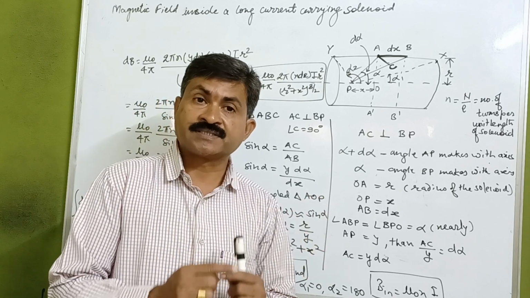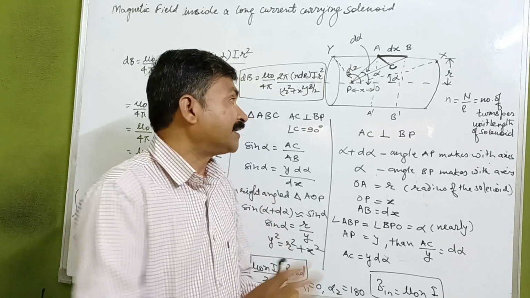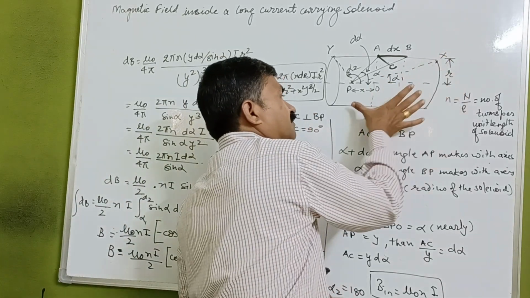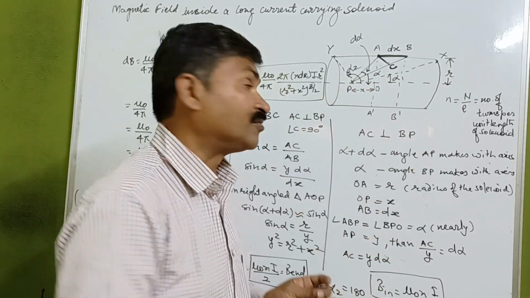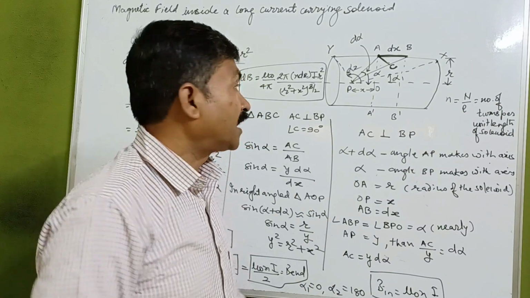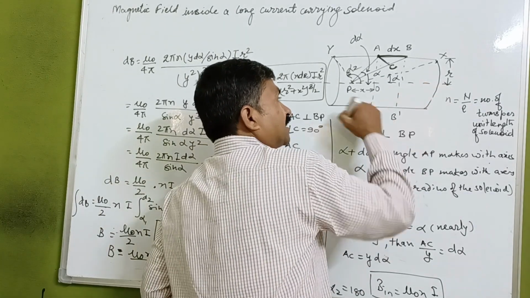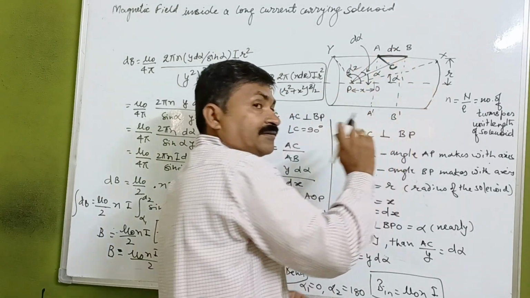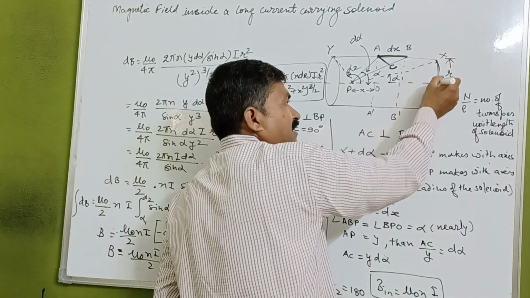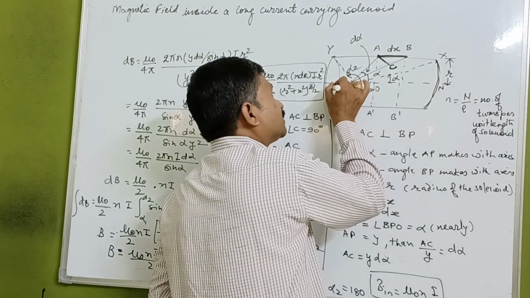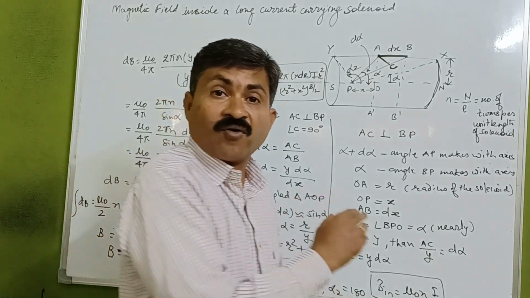Solenoid means it has turns in a helix shape, and its diameter is less, which means the length is more than the diameter. When the current flows through it, it has a magnetic effect, and that magnetic effect makes it a magnet. Here the current is flowing like this inside this solid solenoid. If we assume this is the north side and this is the south side, it will become a magnet.